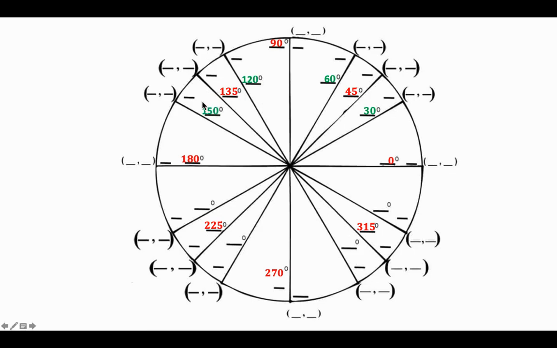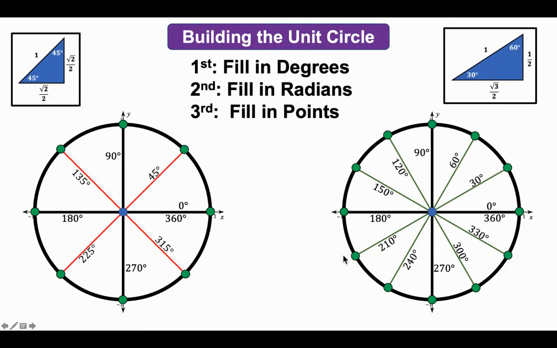Count by 30, 150 plus 30. I already have that one. Plus 30 is 210, plus another 30, plus another 30 is 270, which is already there. Add 30, and no 360 because I forgot it. Hey, look, now they're there. I guess I put it in later. All right, so, okay. So that's it. You're done with the first step. First step, fill in degrees, count by 45s, count by 30s. You have all your degrees.